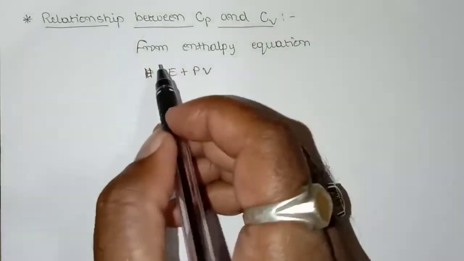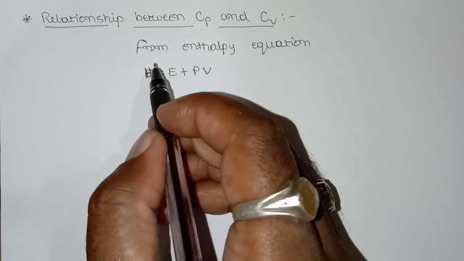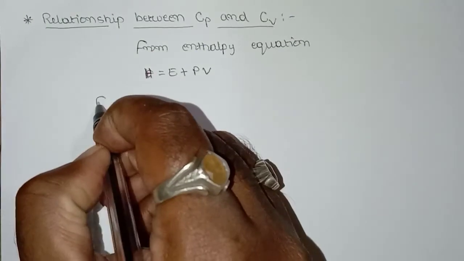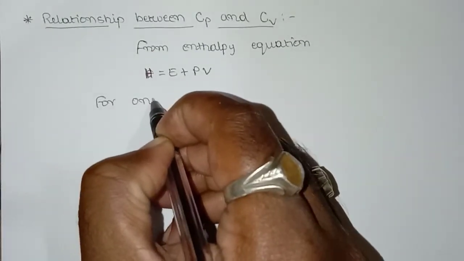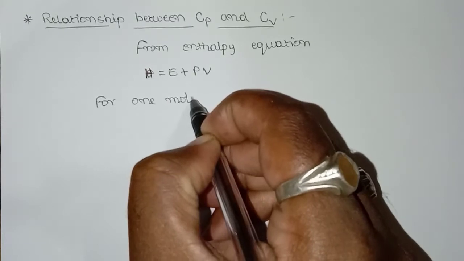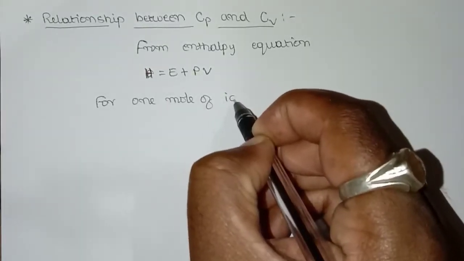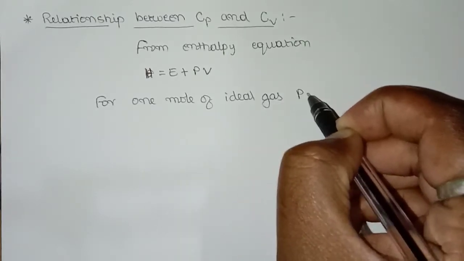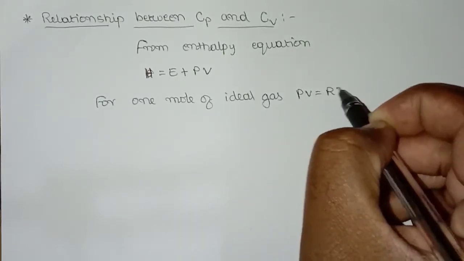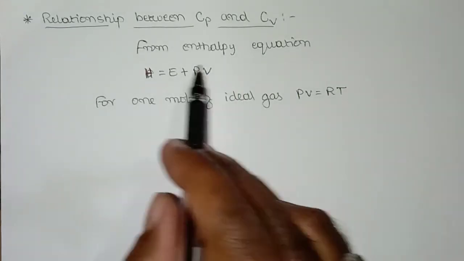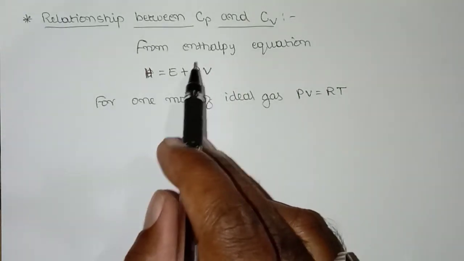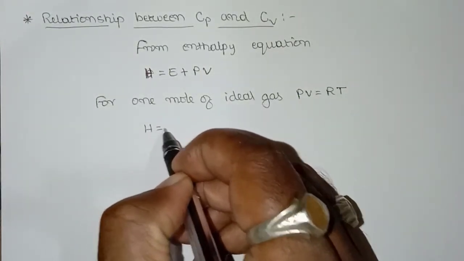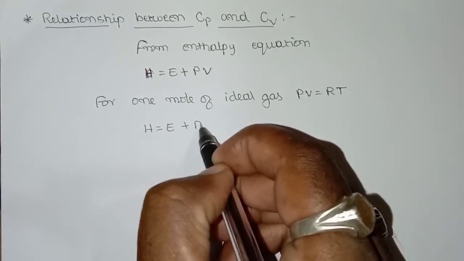But if you consider an ideal gas, taken in exactly 1 mole quantity, so for 1 mole of ideal gas we can write PV is equal to RT, provided n is equal to 1. So in this enthalpy equation, in place of PV we can go with RT. So the equation will change to H is equal to E plus RT.